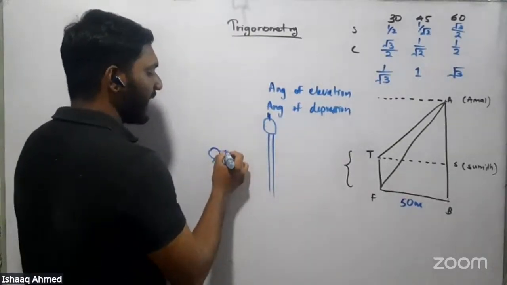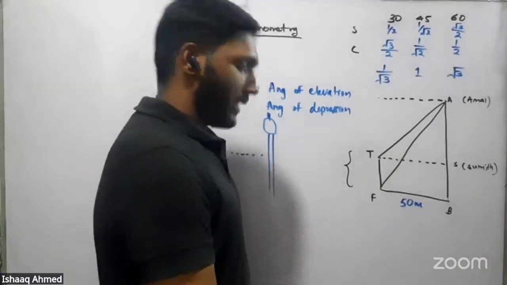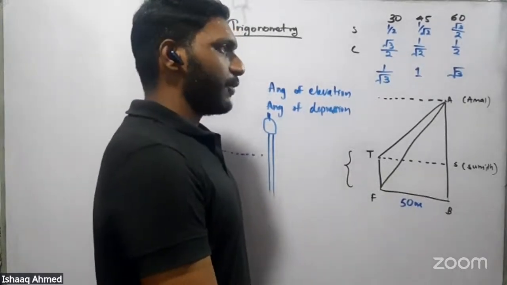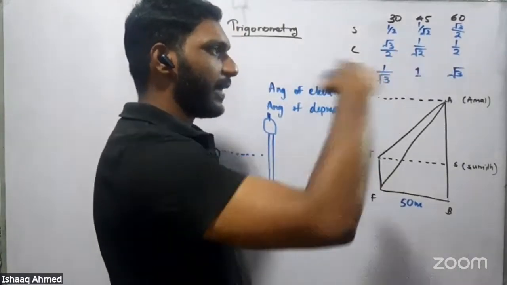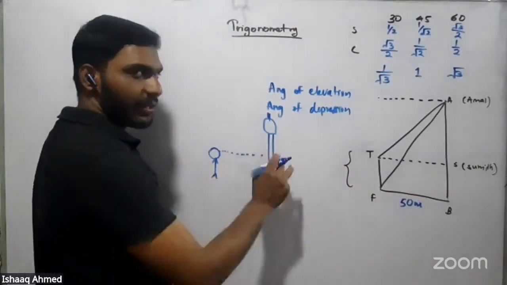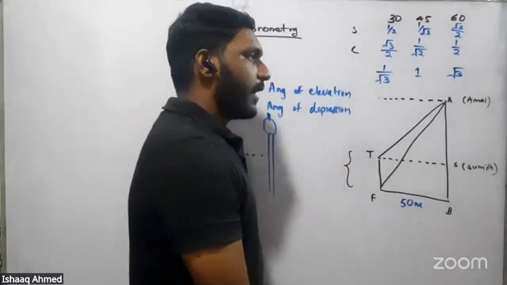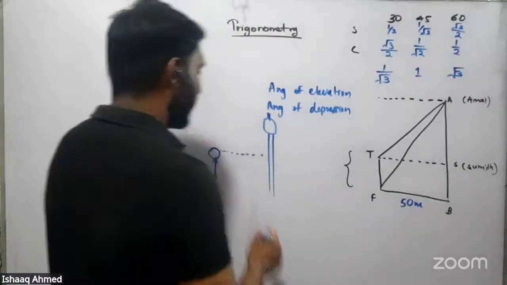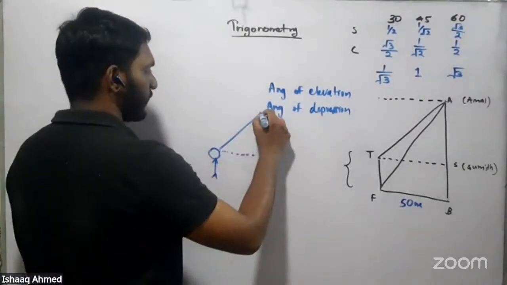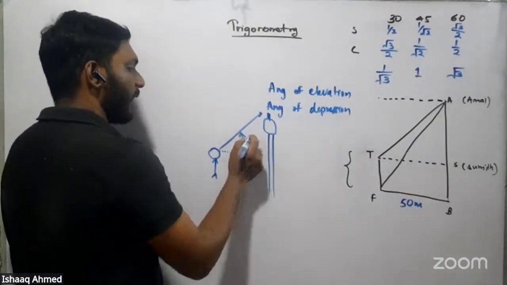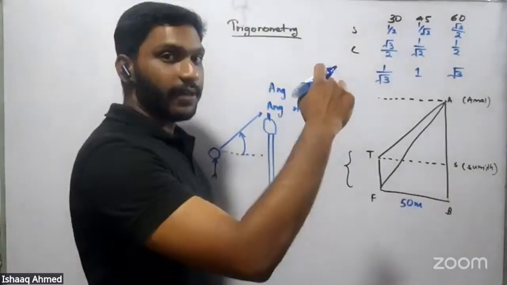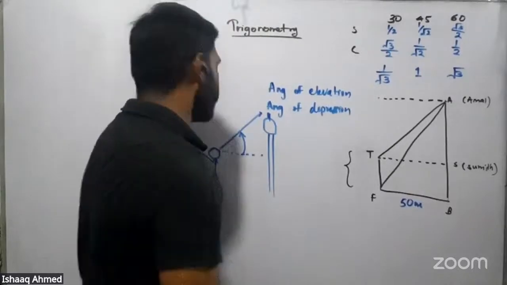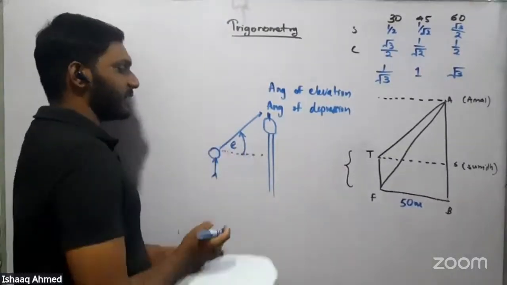Now, where is my eye level? If I look like this, I'm looking down. If I look like this, I'm looking up. If I'm looking straight, this is my eye level. So this is my actual eye level. From this, how much do I have to look up to see the thing? That is what we call angle of elevation. From my eye level, how much do I have to look up? That is angle of elevation.